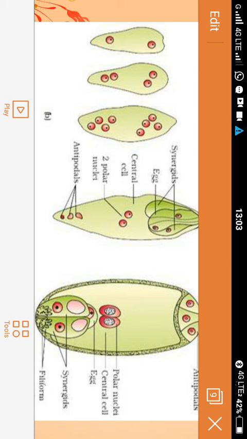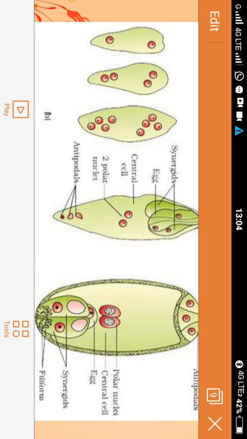So the development is called monosporic development. The megaspore mother cell is diploid. It will undergo meiosis to form 4 megaspores. 3 get disintegrated, only 1 is functional. This functional single megaspore develops into the female gametophyte. So the development is called monosporic development.